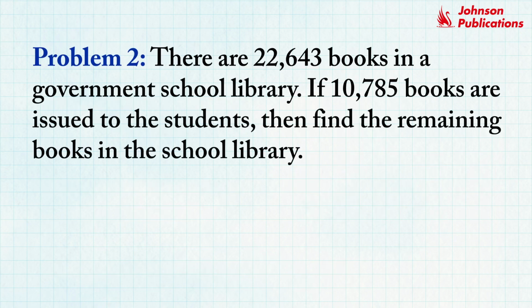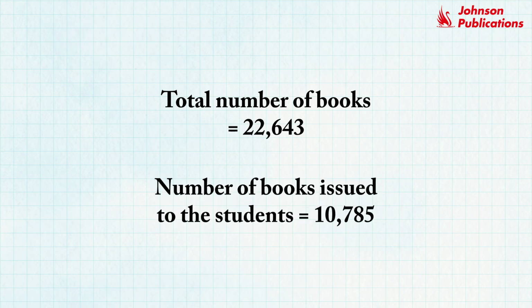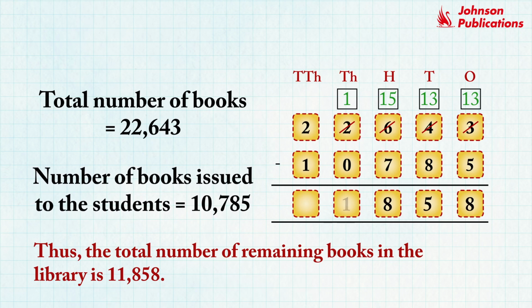Problem 2. There are 22,643 books in a government school library. If 10,785 books are issued to the students, then find the remaining books in the school library. Let us write the problem as steps. Total number of books in the library are 22,643. Number of books issued to the students are 10,785. Thus, the total number of remaining books in the library is 11,858.